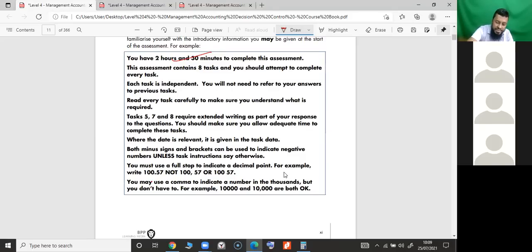If you want to use a decimal, put a point, not a comma. A comma is a comma. If you want to show 100,000 with a comma, that is also correct. If you don't want to put any comma, that is also correct. Am I understood? This one is also correct, 10,000, and this one is also correct, 10000. I think that's pretty much it.